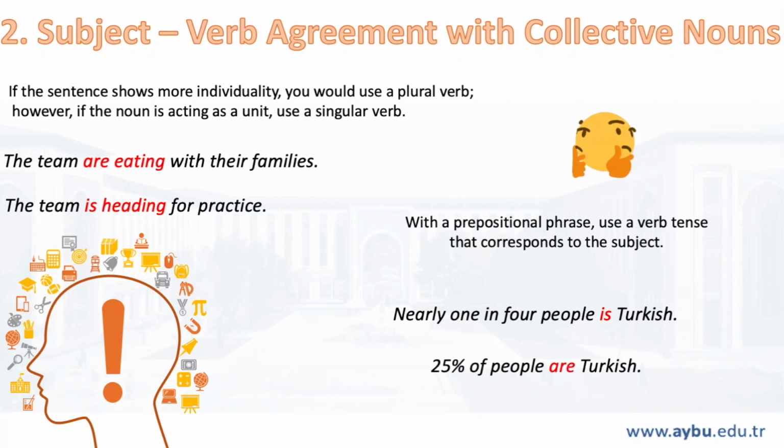In the second one, 25% of people are Turkish. Now we used fractions, and for fractions and percentages, we can use singular or plural depending on the prepositional phrase that follows. People, for example, is plural, so we use are.